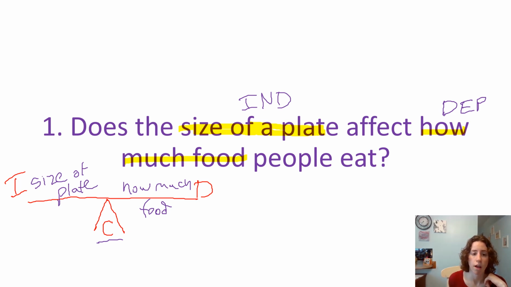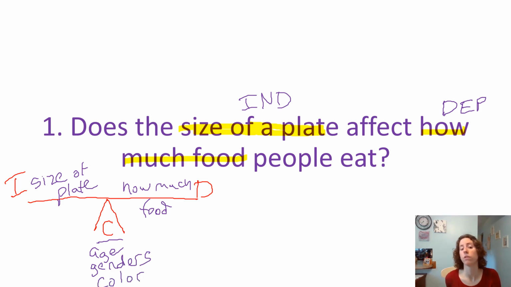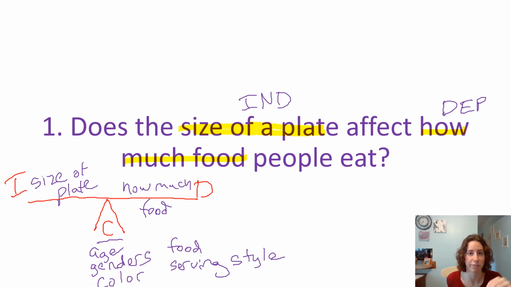But some things that I can control, I can make sure people are all the same age, because it wouldn't really be fair to have all kids using small plates and all adults eating big plates. Now I'm not testing the plate size anymore. I'm testing how old people are. I want to make sure that they are either all boys or all girls or an equal mix of genders. The color of the plate might make a difference. Maybe some plates make food look more appetizing. And speaking of that, we definitely have to serve the same type of food and the same serving style. If we have a buffet on one group and we have plating the food for the people on the other, that's also not fair. So we want to make sure that everything's the same except for size of the plate, which we are changing, and of course how much food. That's a dependent variable, so we can't really control that anyway.